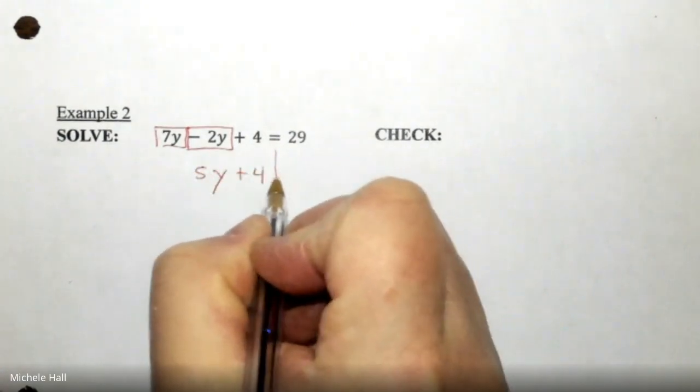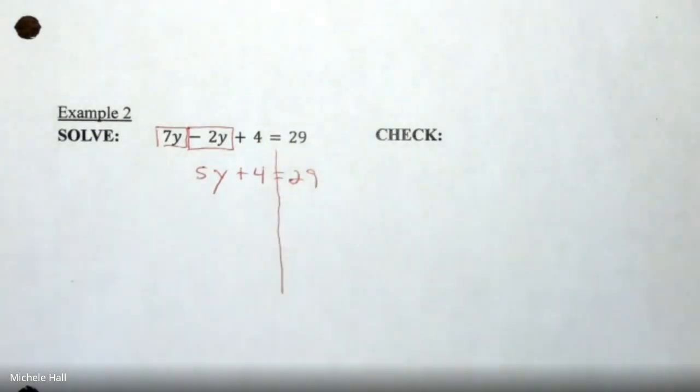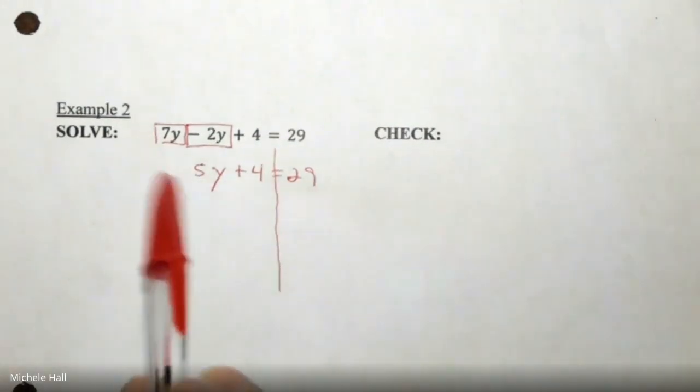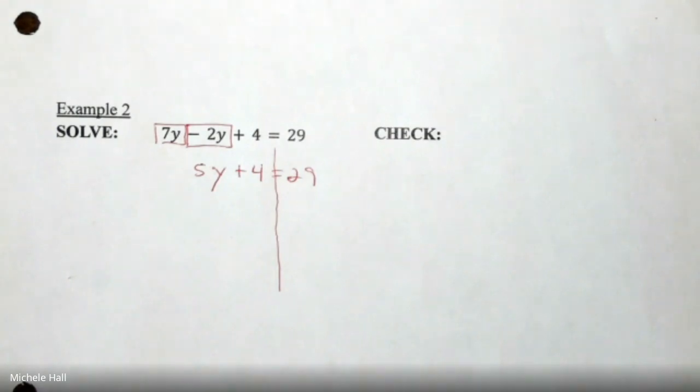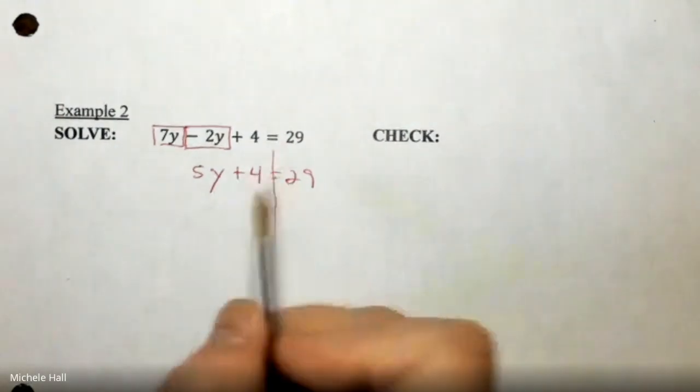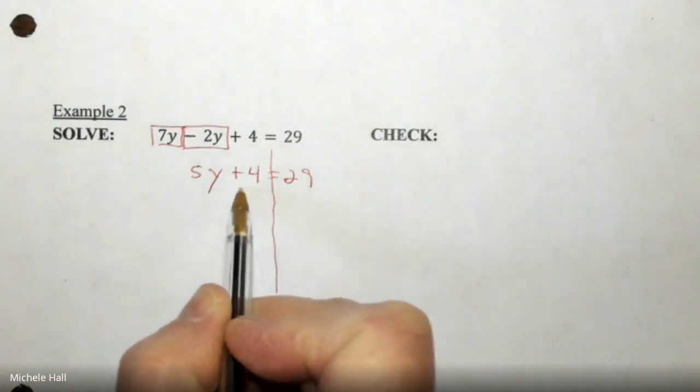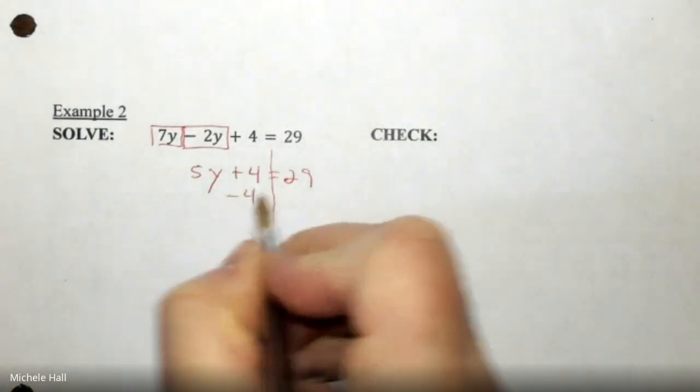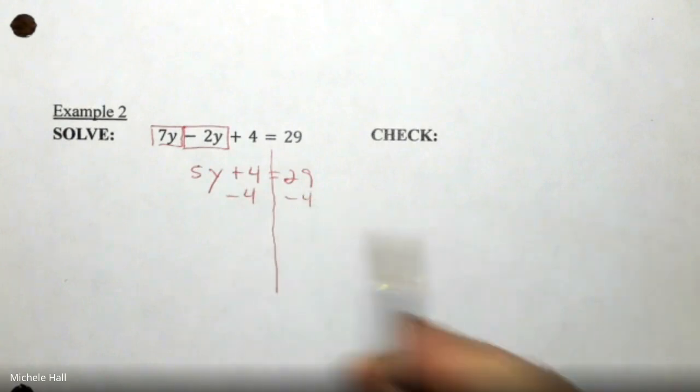Now that I have combined like terms, it's simplified down to a two-step equation. There are two things being done to y now. It's being added by 4 and multiplied by 5. That's why it's called a two-step equation, because two things are being done. What would be the first thing, Lorelai, that we would undo? Do we undo multiplying or adding first? Very good. So what is the opposite of adding 4? Very good. Subtracting 4 from both sides.